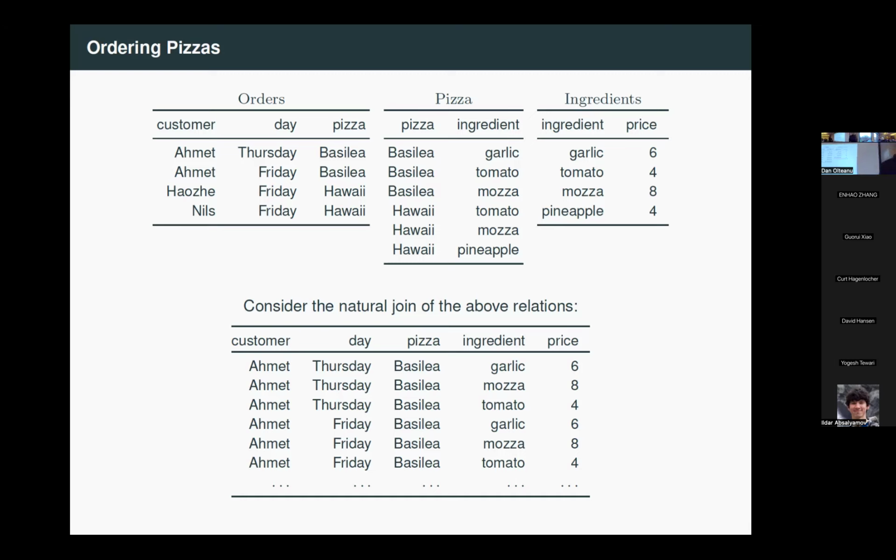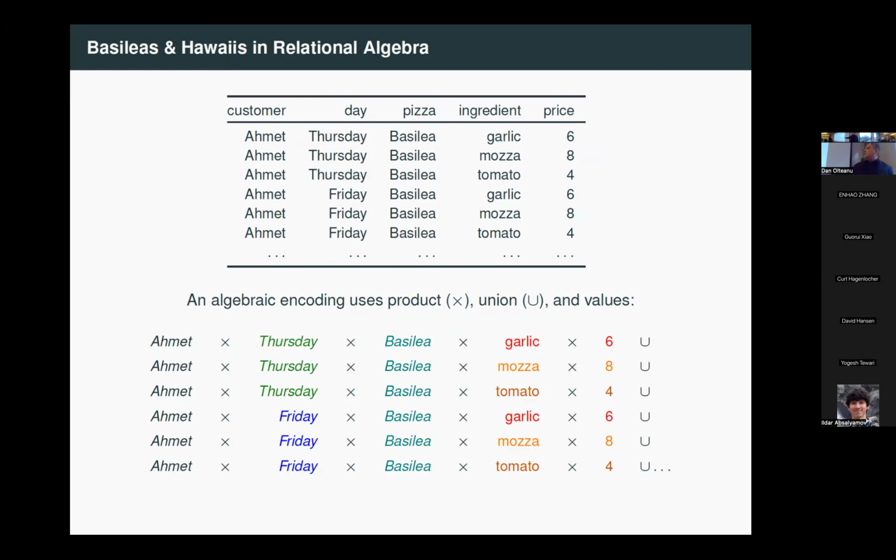So can we get rid of this redundancy, and how can we do that? Well, if you look closely enough at this table, it is nothing but an algebraic expression in relational algebra, right? Where every record, every tuple can be seen as a Cartesian product of little relations, right?